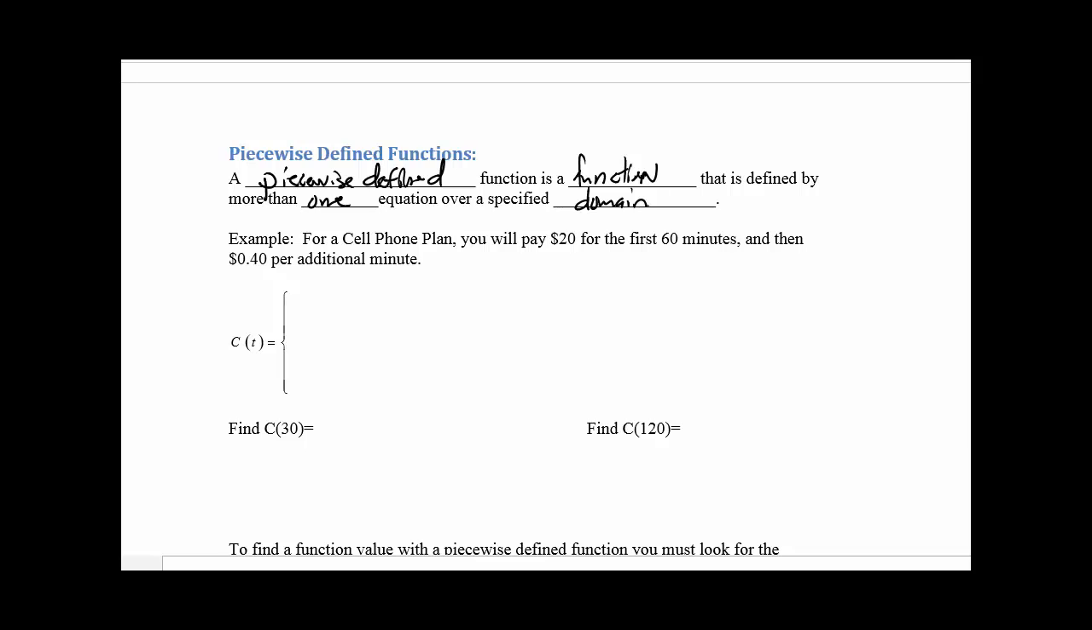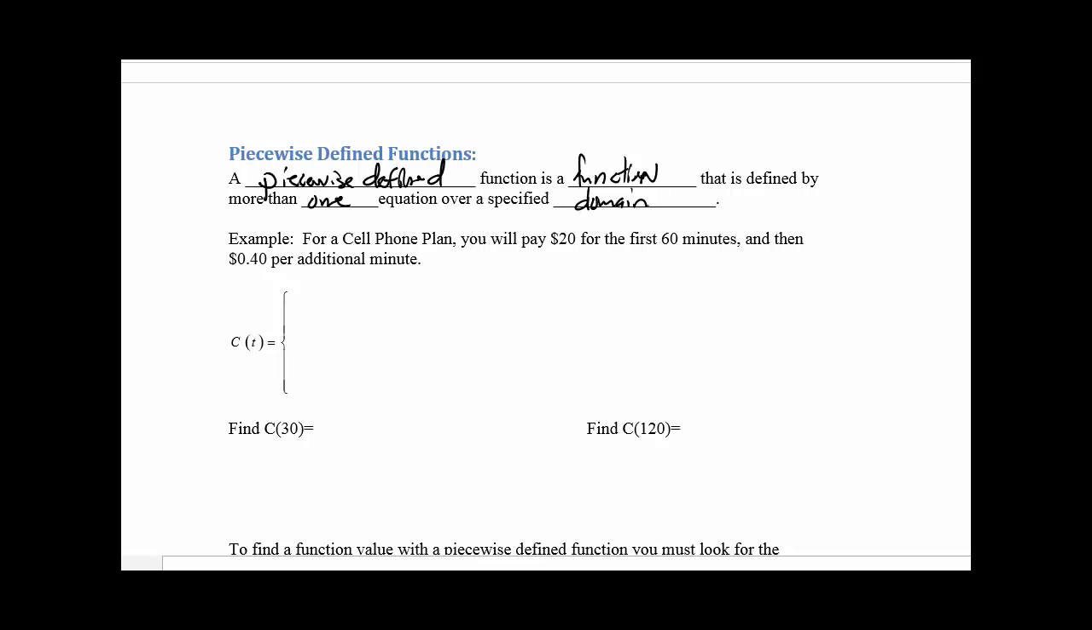Well, we're actually familiar with this. A lot of us have cell phones, and we're familiar with cell phone plans, and a lot of cell phone plans have restrictions: you can have so many minutes for a certain cost, and if you go over that, then there's another cost associated with that. So let's take something that makes a little bit more sense to us. For this particular cell phone plan, we're going to pay 20 bucks for the first 60 minutes and then 40 cents for each additional minute.